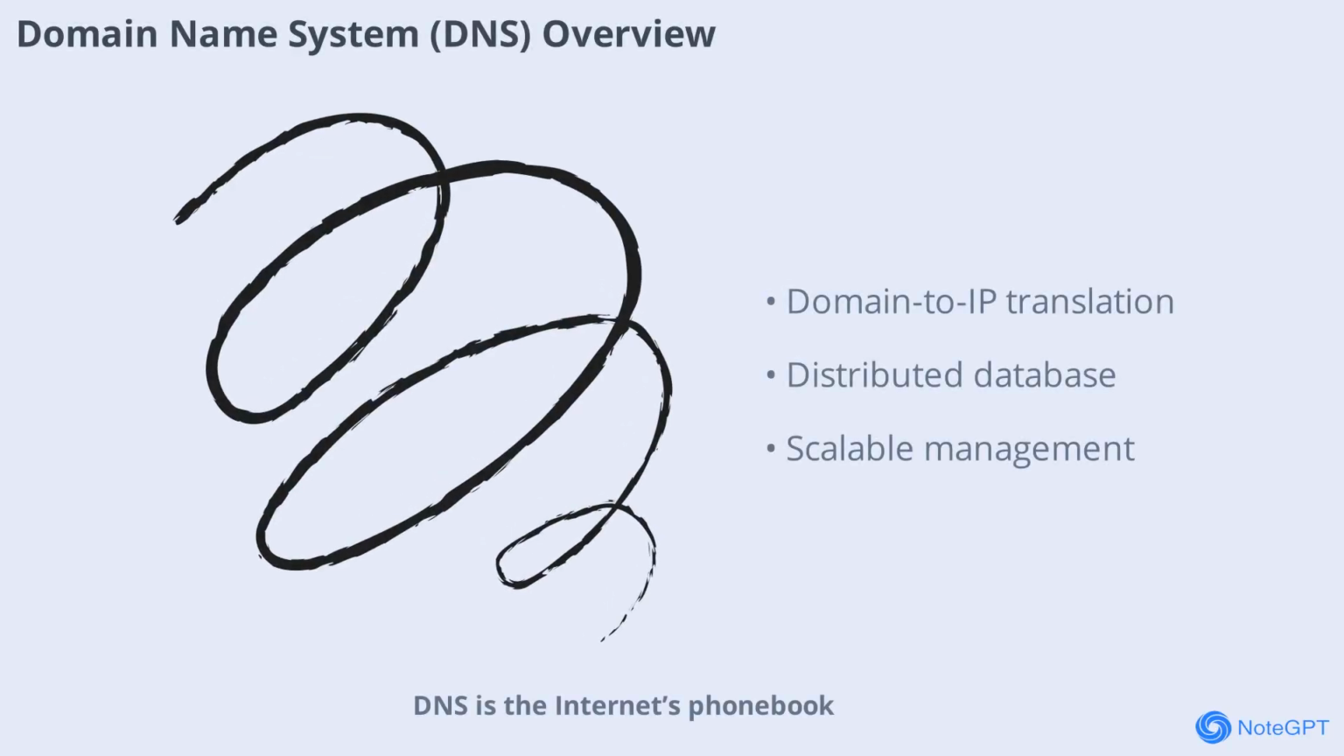DNS is the Internet's phonebook, translating human-friendly domain names into IP addresses. It uses a distributed database spread across multiple servers, allowing clients and servers to communicate efficiently. DNS replaced the old hosts.txt file system, enabling scalable and decentralized management of domain-to-IP mappings for the ever-growing Internet.